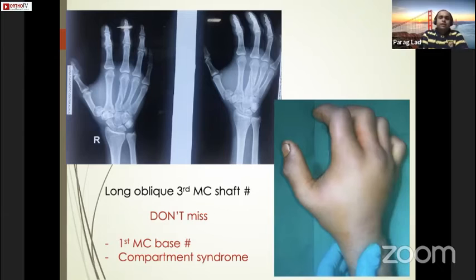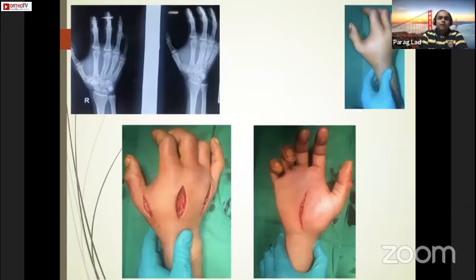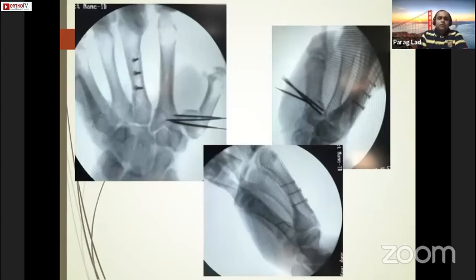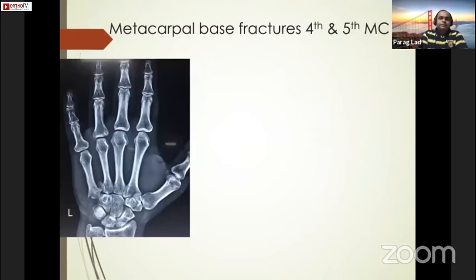The same patient with these two fractures had a full blown compartment syndrome, and I had to do the first compartment release. And after the compartment release, the swelling became significantly less, and in the same sitting I had done a fixation of third metacarpal shaft with interfrag screws, and first metacarpal base I had to put a wire.